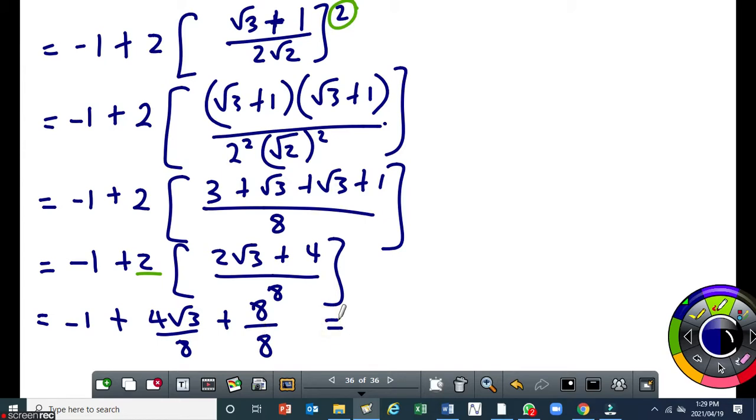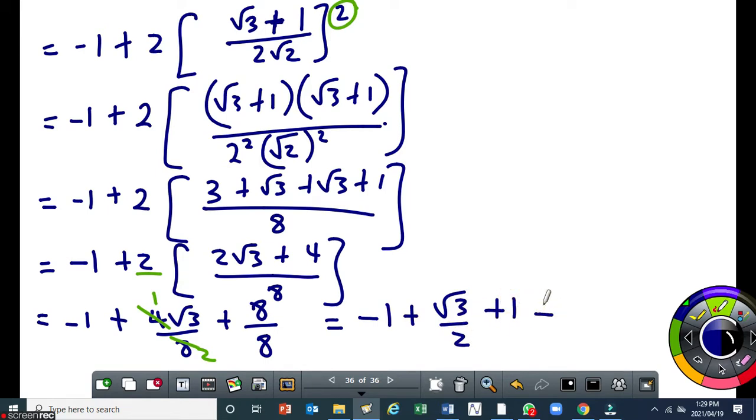Then, fortunately, 8 over 8 is equal to what? 1. So I'll end up having minus 1 plus. Then here I can simplify. There is a common factor which is a what? A 4. So here, I hope you are looking. 4 into 4 is 1, 4 into 8 is a what? A 2. Right? So I'm going to end up having root 3 over 2 plus 1. This will be equal to, fortunately, this minus 1 and that positive 1 cancel. So the final answer will be square root of 3 over 2.